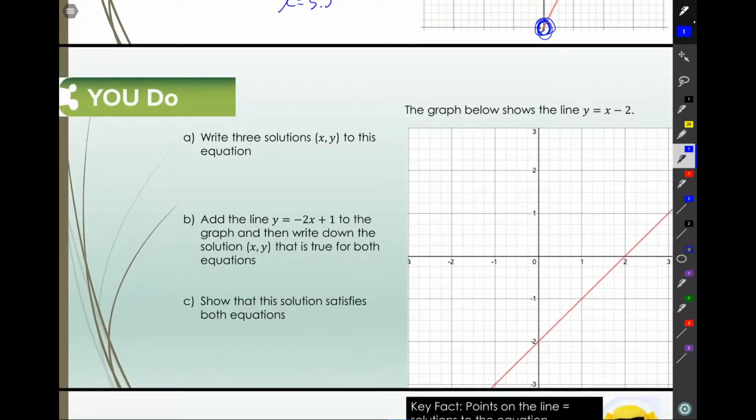And that's exactly what you're going to have to do right here. I want you to pick 3 points on this line, write down their coordinates, and they are solutions to this equation, sorry, y equals 2 minus x. After you've done that, I want you to add this line to the Cartesian plane and find the point where the two lines cross over. I want you guys to have a go at doing that. I'm going to show you the answer in just a second when you come back.